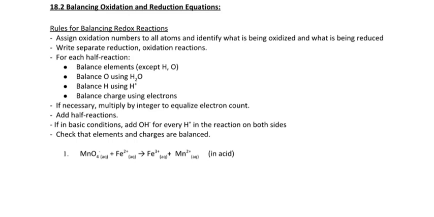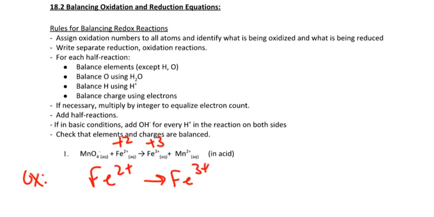So the first thing I do is assign oxidation numbers to everything. Right now I can see the oxidation number of iron is +2, and this iron is +3. So what just happened here? The number went up, so that's my oxidation. So let's do this. Fe2+ goes to Fe3+. I just wrote down the half reaction, just that first one. Balance the elements. I have 1 iron on each side, done. Do I have any oxygens? No. Do I have any hydrogens? No. So the only thing left to do is to balance the electrons.